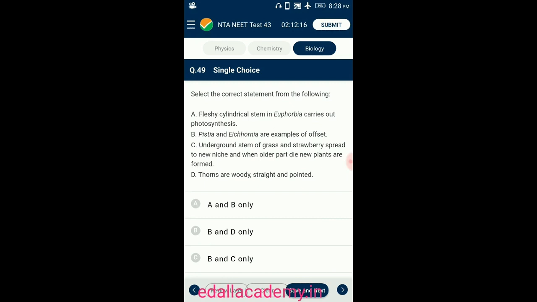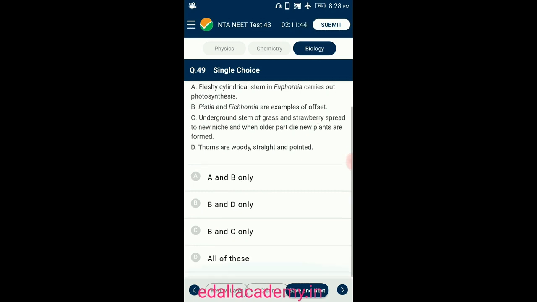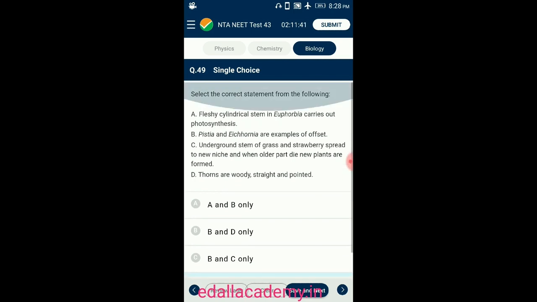So from the given 4 statements, select the correct statement from the following. There are 4 statements given. In euphorbia, the stem becomes fleshy, green and cylindrical and carries out photosynthesis. Such stem is called phylloclade. Pistia and Eichhornia are aquatic plants in which the stem is 1 to 2 internodes long and bears tuft of roots and bunches of leaves at nodes. So the answer for this question is option D, all of these. So from the given 4 statements, all the 4 statements are correct.